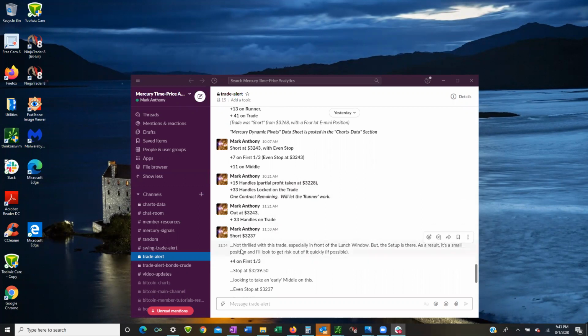I mean, all this stuff's timestamped. Not thrilled with this trade, especially in front of the lunch window, but the setup is there as a result. It's a small position. I'll look to get risk out of it quickly if possible.